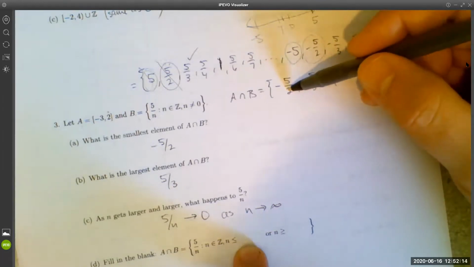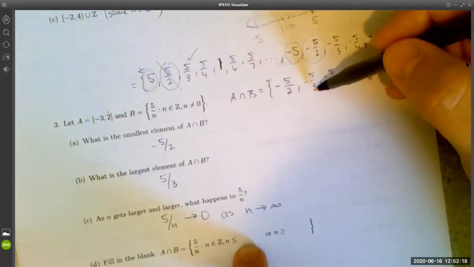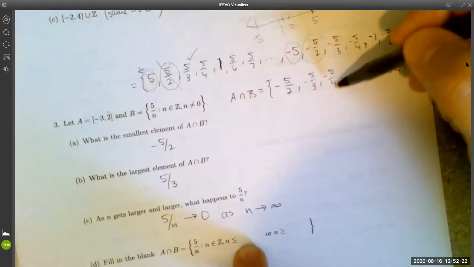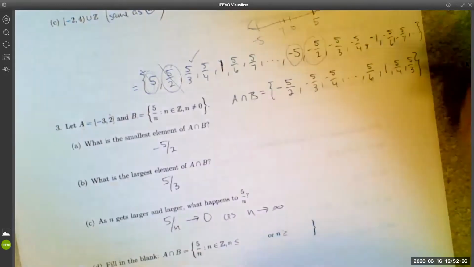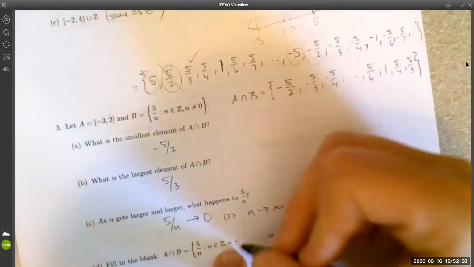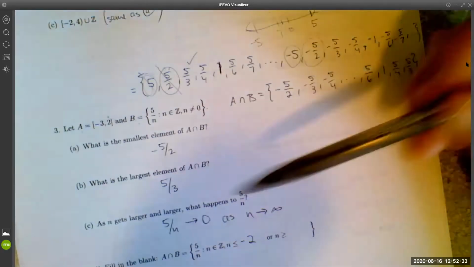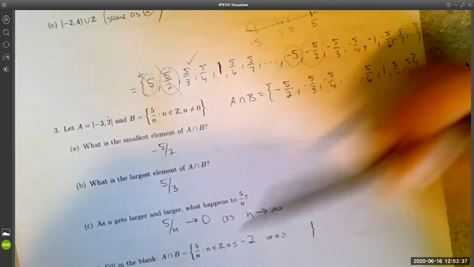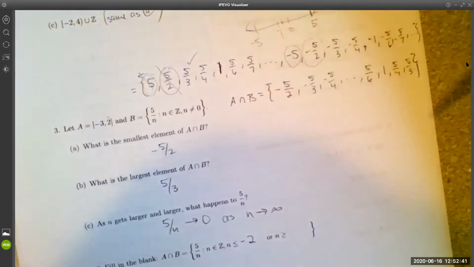Because when we plugged in -2, we got -5/2, and that was in there. When we plugged in -3, we got -5/3, and that was in the intersection. When we plugged in -4, we got -5/4, and that was in the intersection. So I think n is allowed to be anything less than or equal to -2. It can't be bigger than that. n can't be -1, for example, because if n was -1, we would get -5, and -5 is not in the intersection.